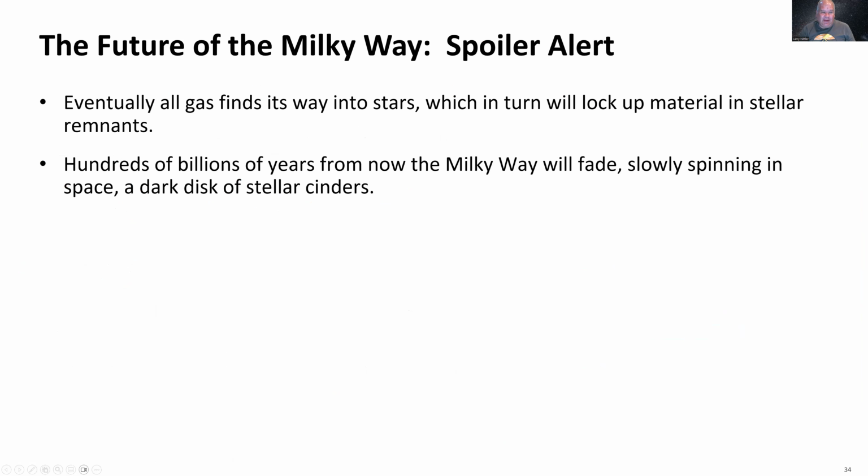So what's going to happen at the end? Spoiler alert. The Milky Way will not last forever, because eventually all of the gas will find its way into stars. And then you'll have no more star formation. And basically, hundreds of billions of years from now, the Milky Way will fade, slowly spinning in space, a dark disk of stellar remnants. It's very poetic here. The point is the stars will burn out. They'll explode as supernovae or planetary nebulae and white dwarfs and cool until nothing's left.